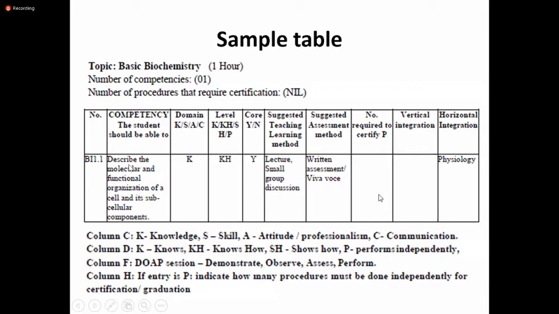What is the suggested teaching-learning method for this competency? It is mainly lecture and small group discussion. The suggested assessment method is written examination or vivas. We can also do horizontal integration with the physiology department for this first competency. So this is an example of one competency table of basic biochemistry.